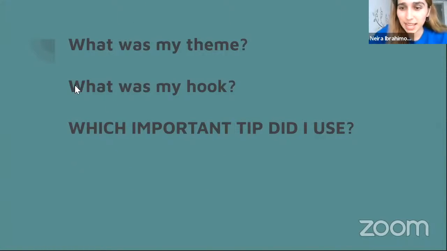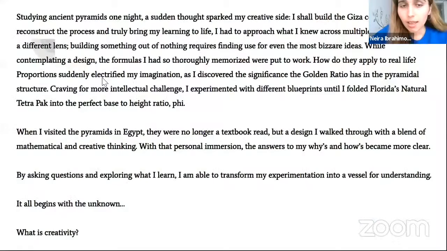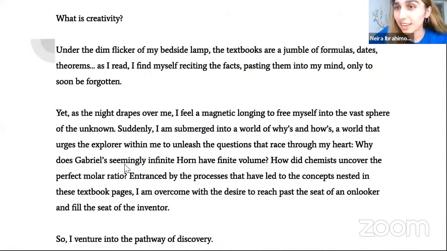Okay, so I just want to point something out really quick. The theme of this essay is intellectual curiosity. It's about questioning what I'm learning and learning for a purpose. Not just learning to get a grade, but learning because I genuinely care and I'm so fascinated by what I'm learning and I constantly am questioning, and that's what drives me as a student.